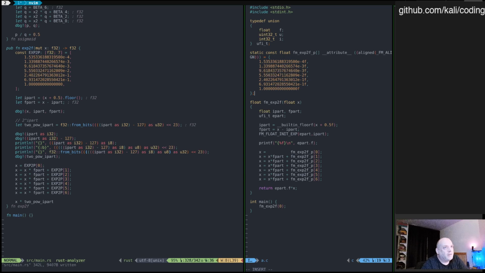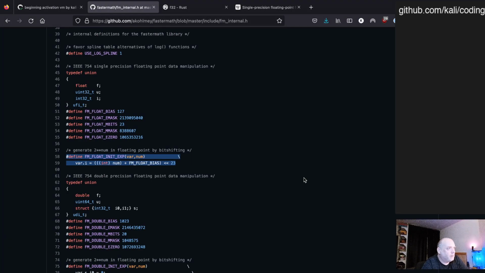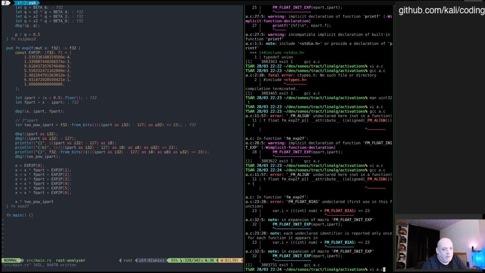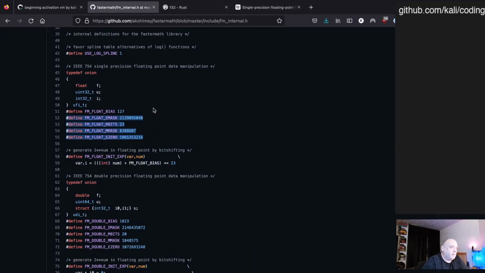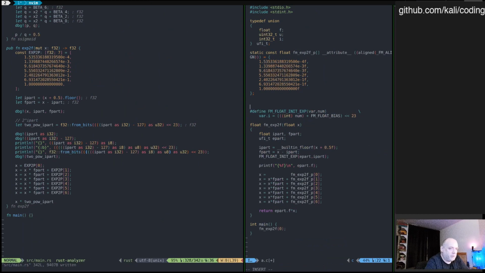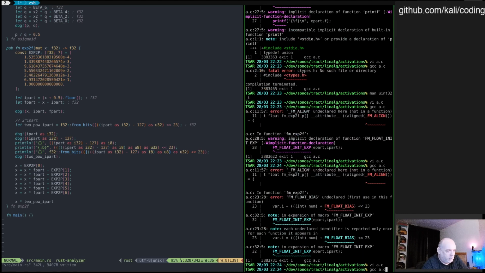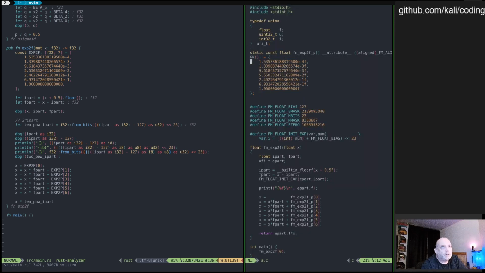Oh, so I think I see the problem. The bias is a plus here, and I'm doing a minus. So that's my problem, really. And I will add the missing couple of constants. Not sure which one I need, but bias for sure. Try again. And alignment, I don't care about it.